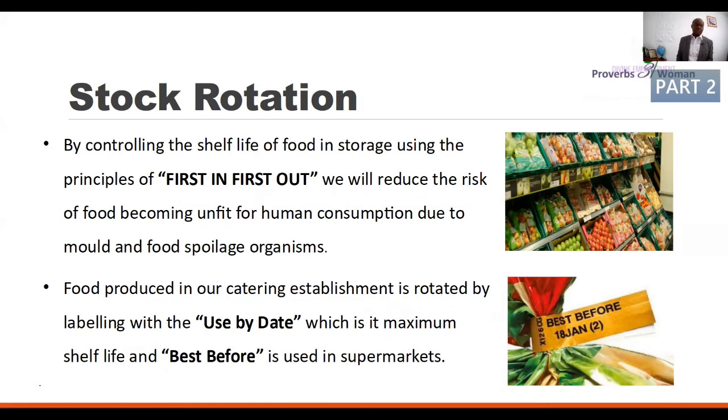For example, given a simple example, you have bread in your freezer. Some people freeze bread, and there's nothing wrong with that. You can freeze bread. But when you get a new one, make sure you eat first the one that was there before, and then you replace it with the one that you've just bought. Okay, that's what we call first in, first out. Now, this principle reduces the risk of food becoming unfit for human consumption due to mould and food spoilage organisms.